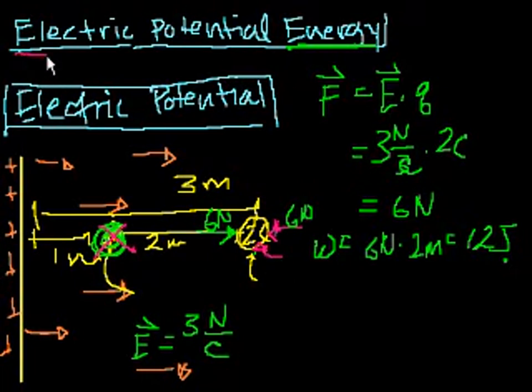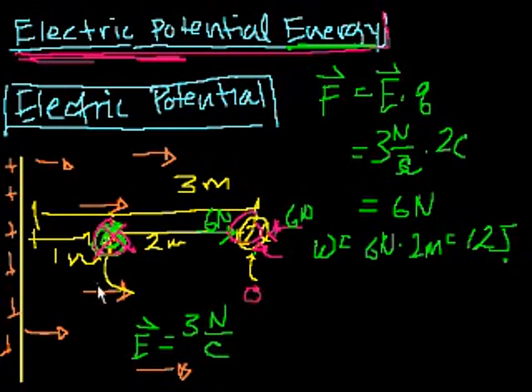Now that's potential energy. What is electric potential? Well, electric potential tells us essentially how much work is necessary per unit of charge, right? Electric potential energy was just how much total work is needed to move it from here to here. Electric potential says, per unit charge, how much work does it take to move any charge from here to here? Well, in our example we just did, the total work to move it from here to here was 12 joules.